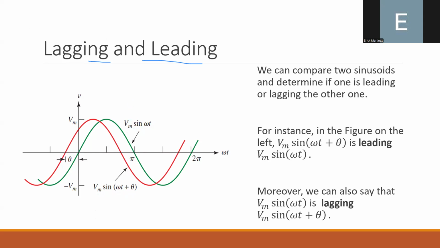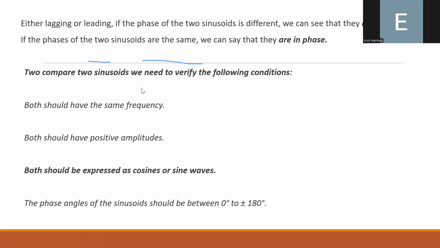So this is basically the conditions that we must consider to compare the sinusoidals. But before that, it is important that I mention that when we have different phases for the sinusoidals that we want to compare, we say that they are out of phase. But when they have the same phase angle, we say that they are in phase. So that is very important to consider. Another point is that we need to consider these conditions in order to compare them.